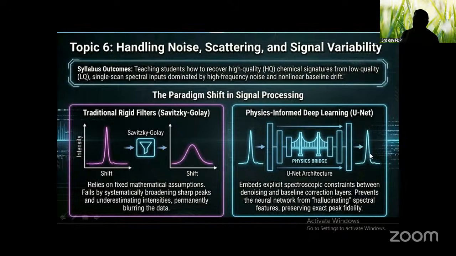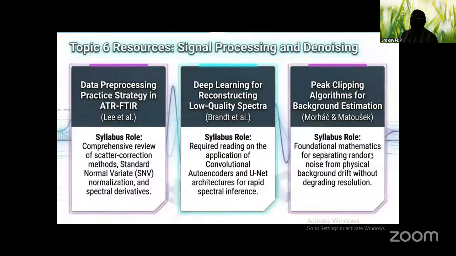That is the advantage of the artificial intelligence model in noise reduction and signal recording. The literature overviewed in the textbooks includes: data processing practice strategy in ATR FTIR proposed by Lee et al., deep learning for reconstructing low quality spectra proposed by Brodant et al., and peak clipping algorithms for background estimation proposed by Morak and Matosco.